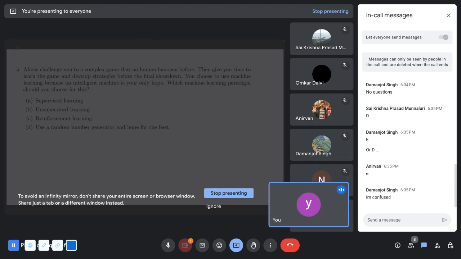And there's another question. Aliens challenge you to a complex game that no human has seen before, and they give you time to learn the game and develop strategies before the final showdown. You choose to use machine learning because an intelligent machine is your only hope. Which machine learning paradigm is best fitted?